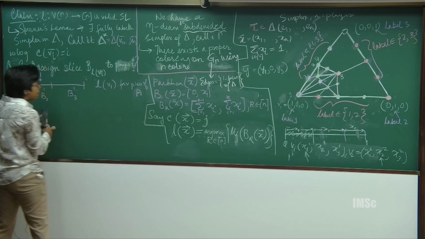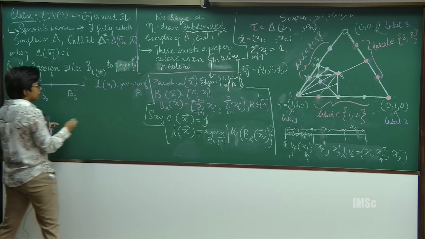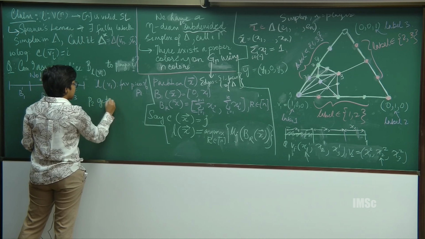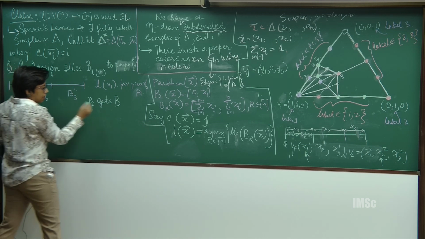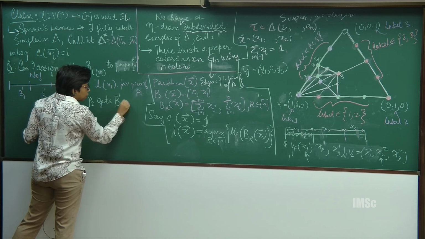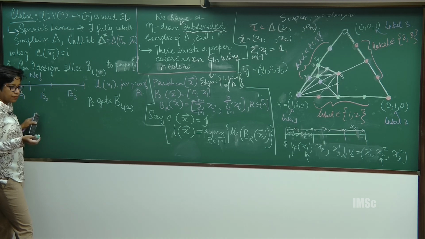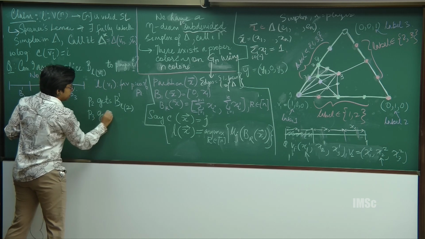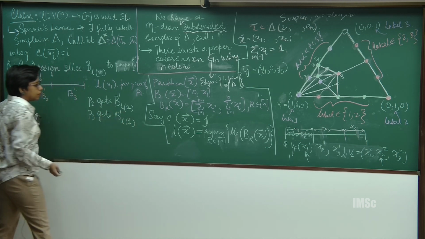Now, player 2 gets this slice, but the one that he likes. P3 gets B1 L of 1.